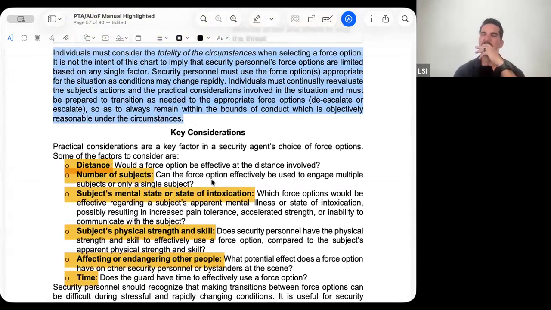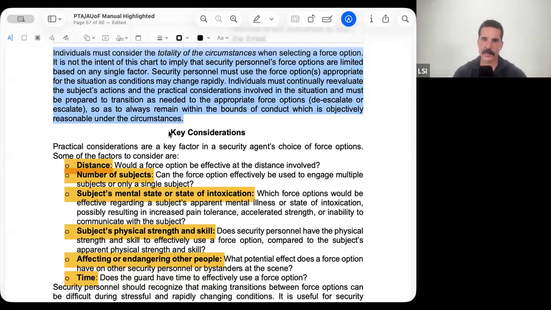Individuals must consider the totality of the circumstances when selecting a force option. It is not the intent of this chart to imply that security persons' force options are limited based on any single factor. Security personnel must use the force options appropriate for the situation as conditions may change rapidly. Individuals must continually reevaluate the subject's actions and the practical considerations involved in the situation and must be prepared to transition as needed to the appropriate force options, de-escalate or escalate so as to always remain within the bounds of conduct which is objectively reasonable under the circumstances.